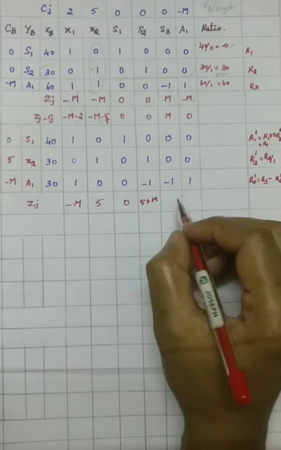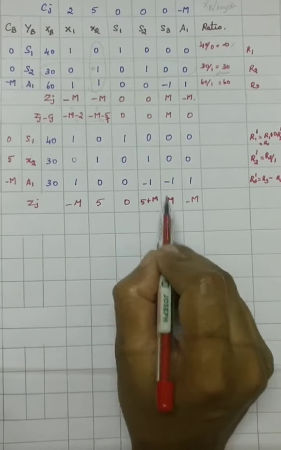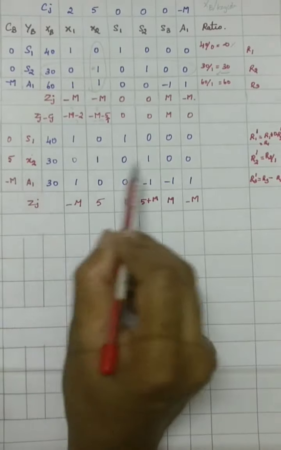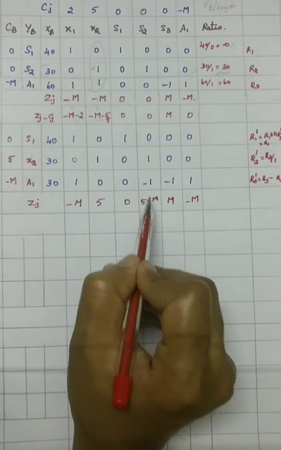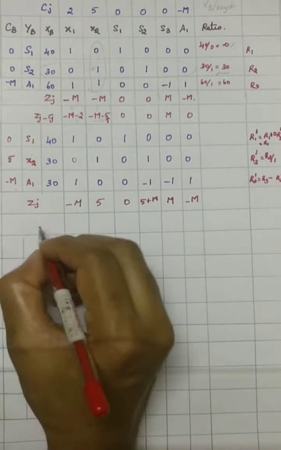The next thing is 5 into 0 minus M into minus 1. That is 5 into 0 is 0, so this will be M. The next thing is 5 into 0 minus M. So here we have the change, so you have to write carefully. 5 into 1 is 5, minus M into minus 1 is plus M. So 5 plus M.